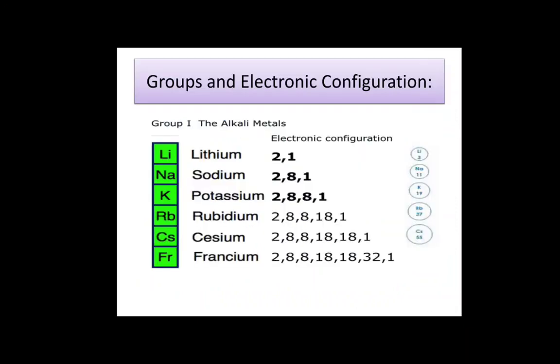Groups and electronic configuration. In a modern periodic table, you will find that the number of the valence electrons in a particular group is the same. For example, lithium, sodium, potassium, rubidium, cesium and francium. All these elements belong to group number 1. You can see that there is 1 electron in their outermost shell. So, conclusion, the number of electrons in the outermost shell is equal to the number of the group.